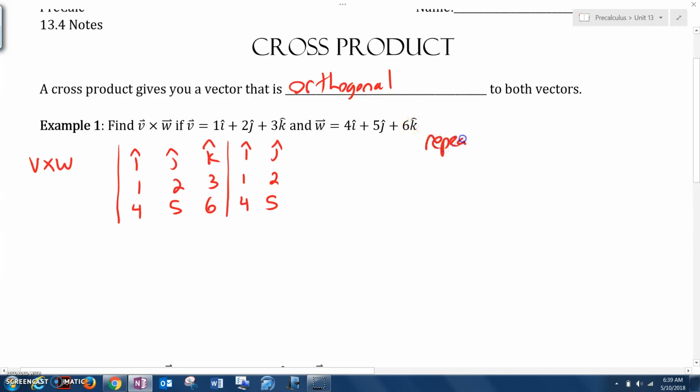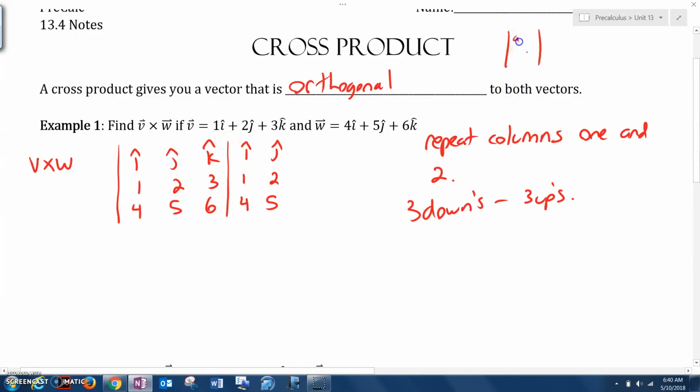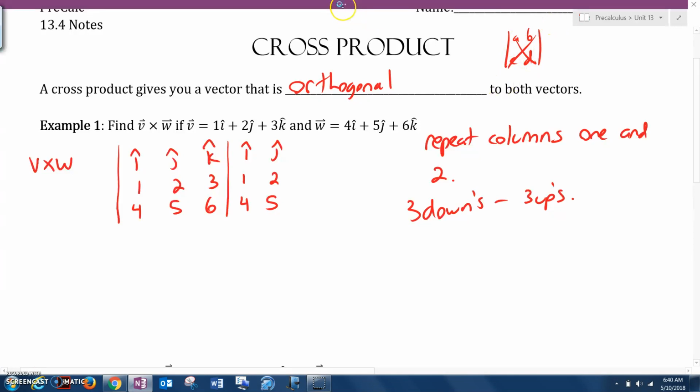So I'm going to just write that down here. Repeat columns 1 and 2. Then it's going to be the downs minus the 3 ups. And what that means is, if you remember when it's a 2 by 2, like a, b, c, d, when we did these before, you would do ad minus cb. It's the same thing except you have 3 of them and then you have the answer.